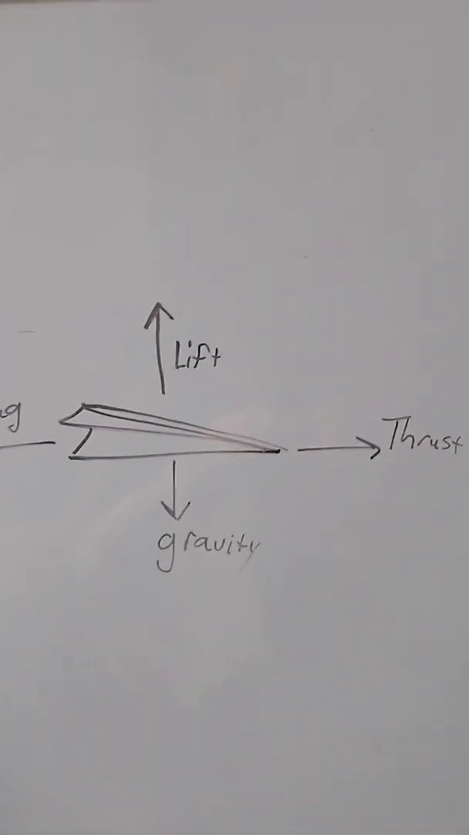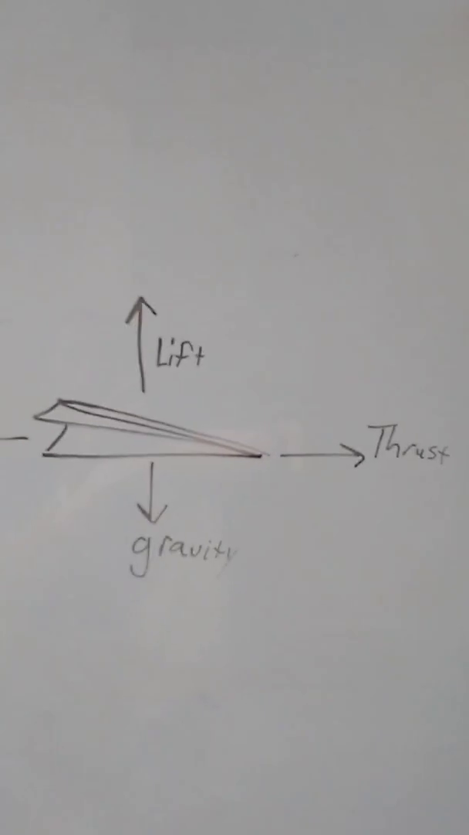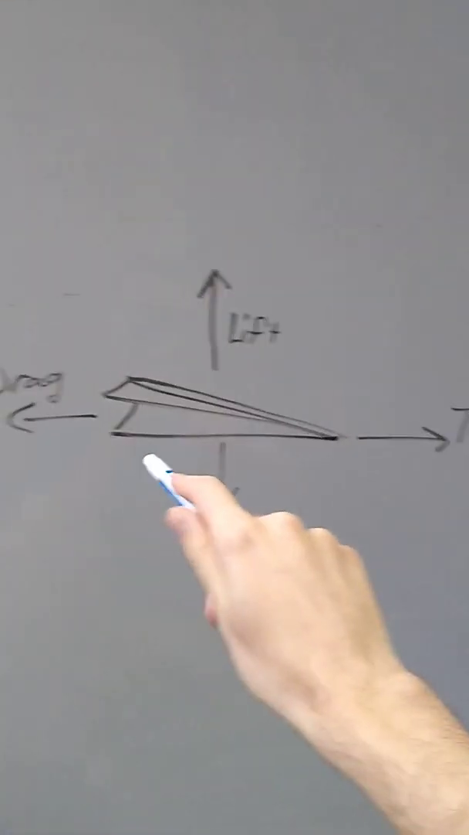All right, now that our experiments are done, it's time to think about the results. So for me, A went further every time, the more pointy looking paper airplane. And let's think about why. So there are four basic forces to think about with a flying object.